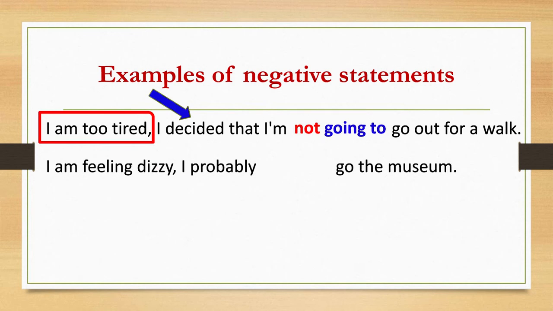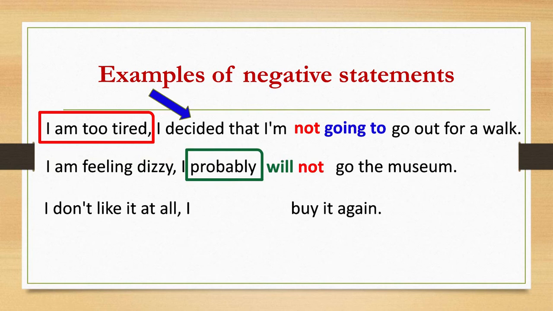I'm feeling dizzy. I probably will not go to the museum. Sorry, it's missing will. The hint here is probably. So it's not certain. It shows not certainty. We are not 100% sure because I'm feeling dizzy. I could go and I could, with the same percentage, not go, maybe I want to go. So we have to use will here, because I'm not sure. I'm feeling dizzy, I probably will not go to the museum.